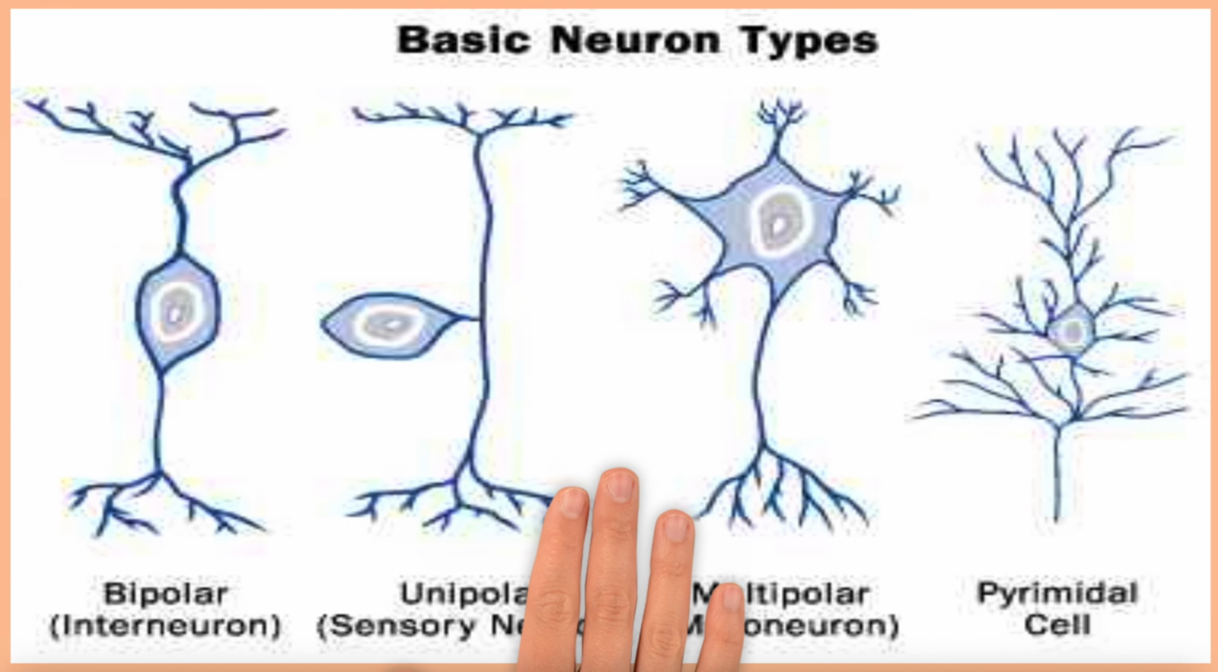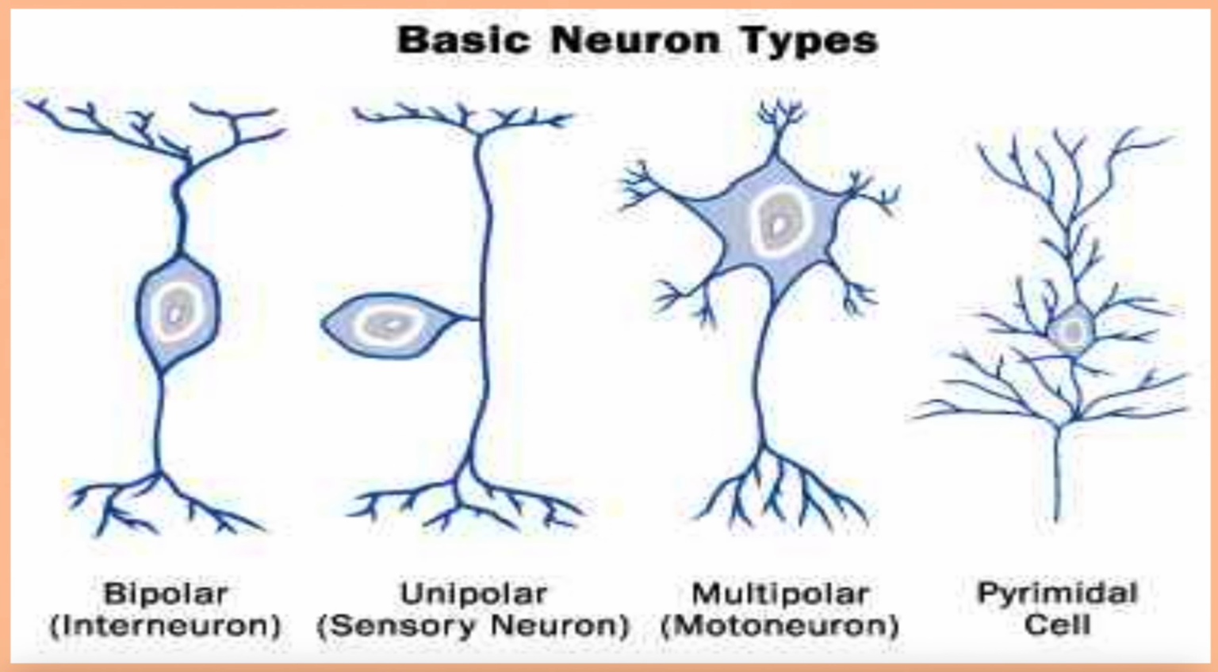These are four main types of neurons, which are interneuron, sensory neuron, motor neuron, and pyramidal cell. Motor neurons send messages from the brain to the other parts of the body. Sensory neurons send messages from the parts of the body to the brain. And interneuron acts as a connector between sensory neurons and motor neurons. Pyramidal cell processes information from auditory, visual, and sensory cortex.